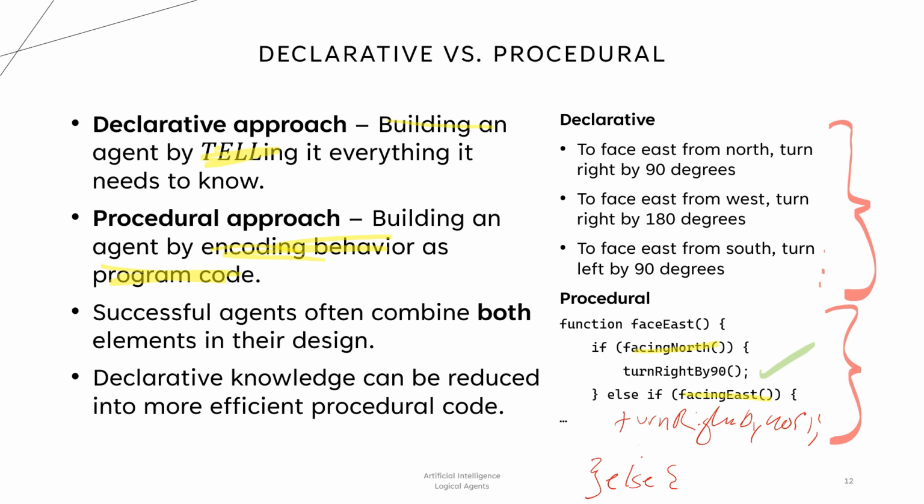So successful agents often combine both elements in their design. Obviously, we don't want static agents that can't react to new things happening in their environment. So we'll need to combine both. But it is good to know that declarative knowledge can be reduced into more efficient procedural code. So we can take a bunch of related declarative operations and translate them into this procedural code that we see here.